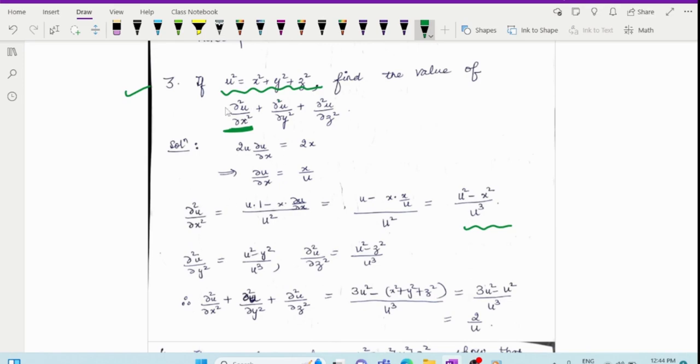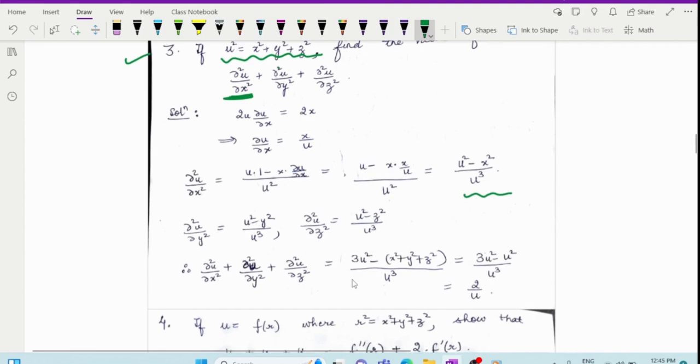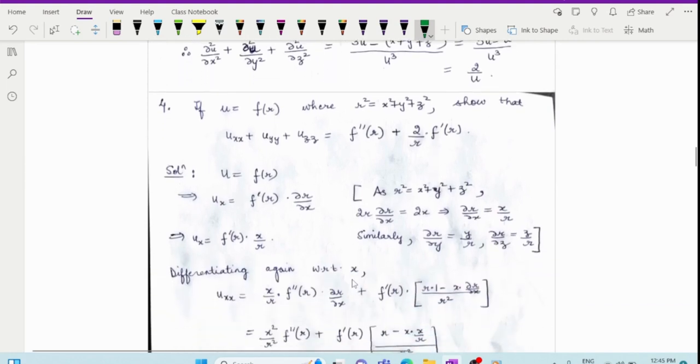So you don't have to redo for del 2u by del y square and del 2u by del z square. U being a symmetric function in x, y and z, you can copy the result that you get from del 2u by del x square, just replacing x by y for del 2u by del y square and x by z for del 2u by del z square, and then adding, you simply get the answer as 2 by u. Another similar question, very easy to prove again.